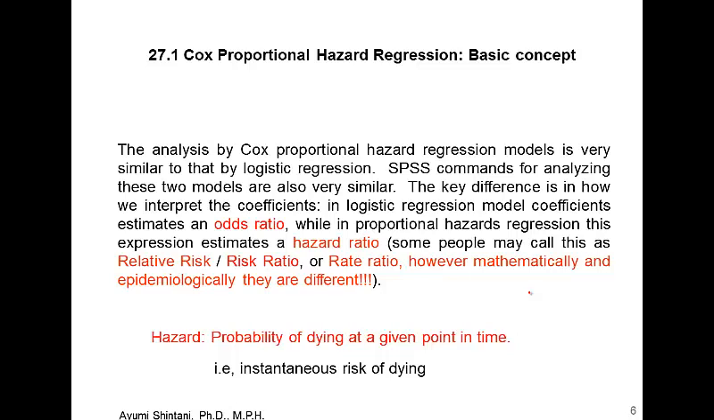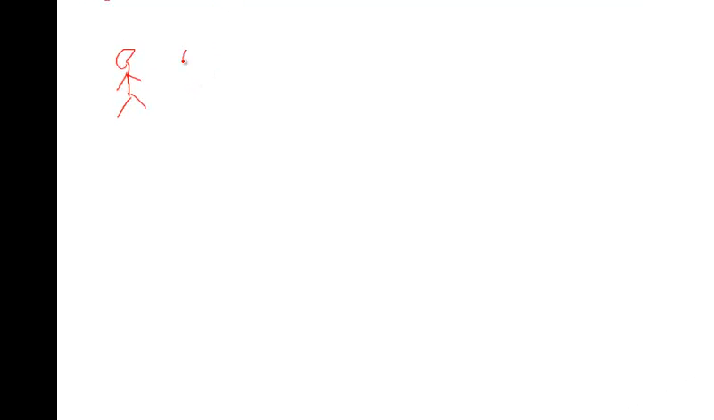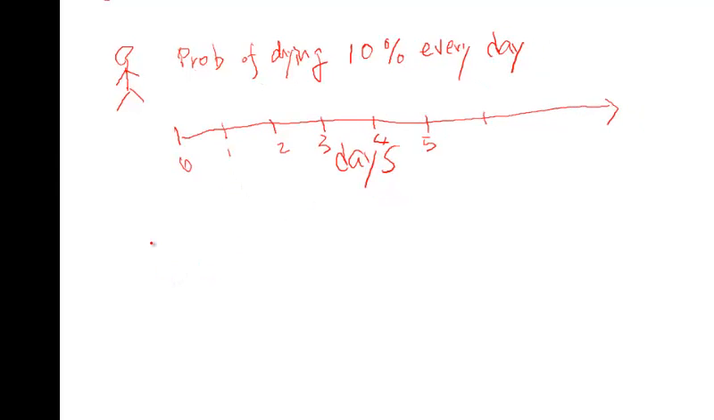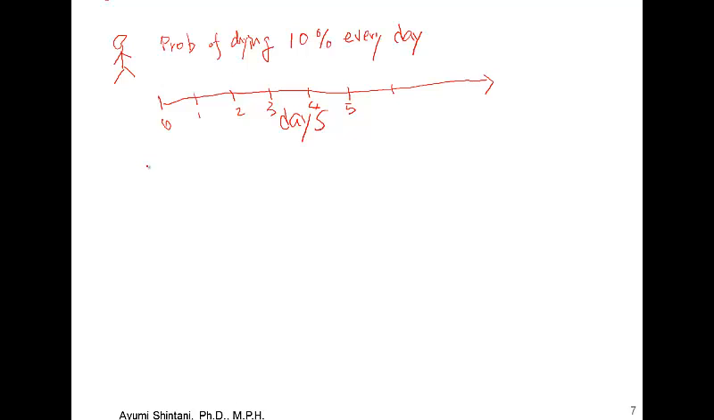So let's review what a hazard is. We did talk about hazard when we studied the Kaplan-Meier curve. A hazard is the instantaneous risk of dying. So for example, if you have a person here who has a probability of dying of 10% every day, and we follow this person over time, in days: day 1, day 2, day 3, day 4, day 5, and day 6. Every day this person has a chance of dying of 10%.